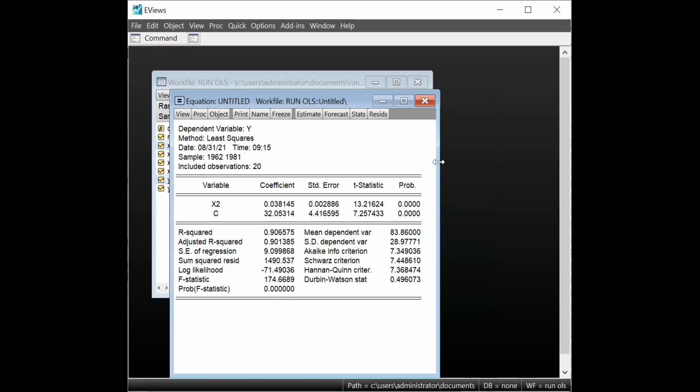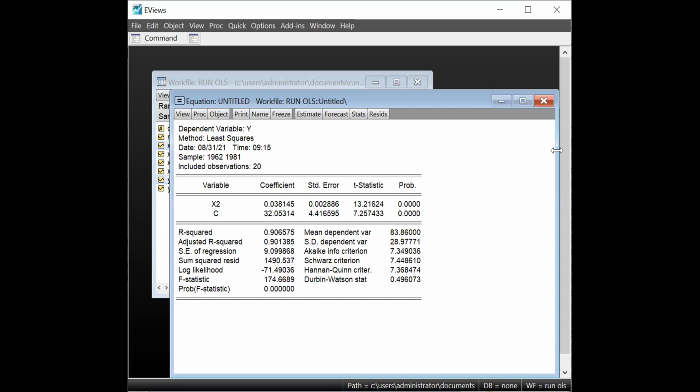Last time, someone in this class asked me about the probability. This one we can see here. The dependent variable is y. The estimation method is least squares. The sample is from 1962 until 1981. This means we have 20 observations here.